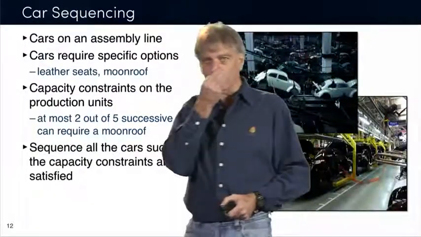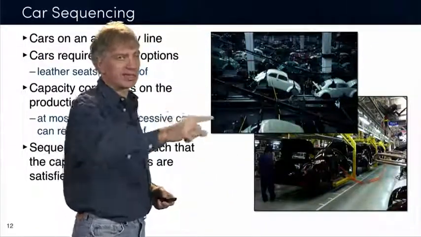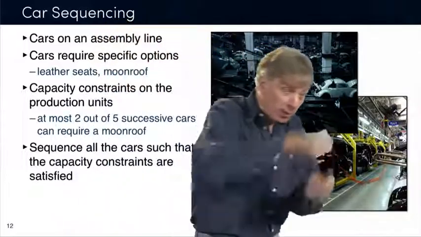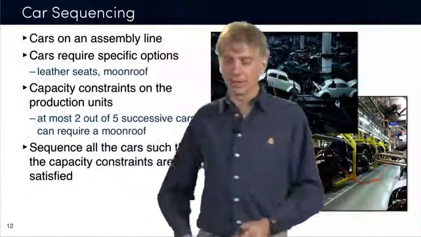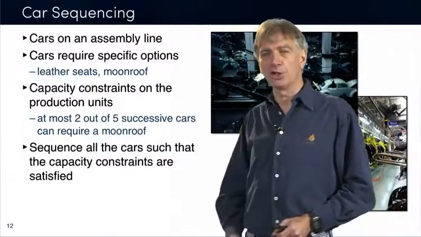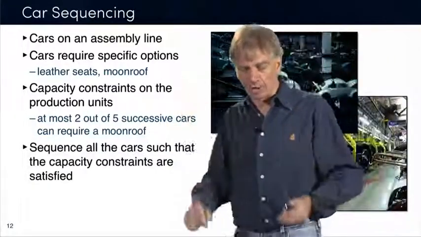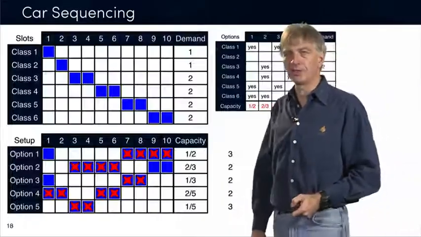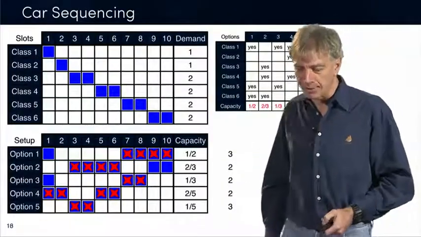Now, remember car sequencing. Once again, we were scheduling these cars on the assembly line. There was the production unit that had to put this option while the cars were moving. And we had to satisfy the capacity constraints on this production unit to make sure that we could put the options on the cars. So what we designed was this beautiful neighborhood.